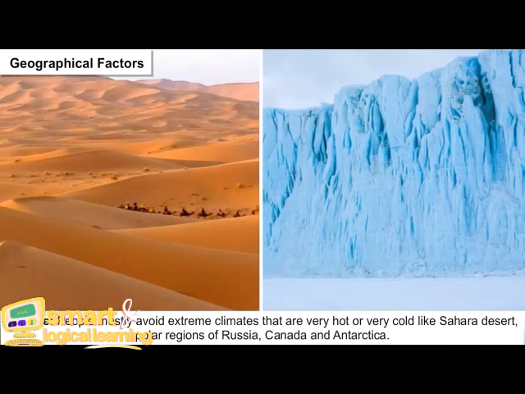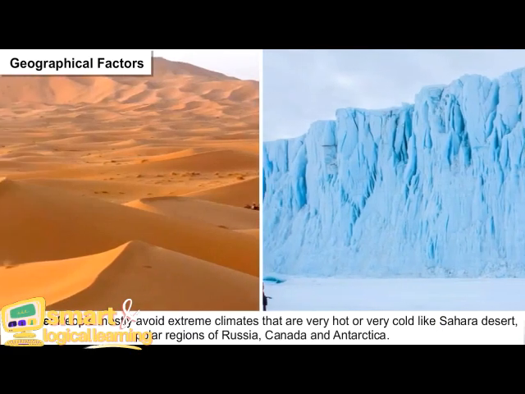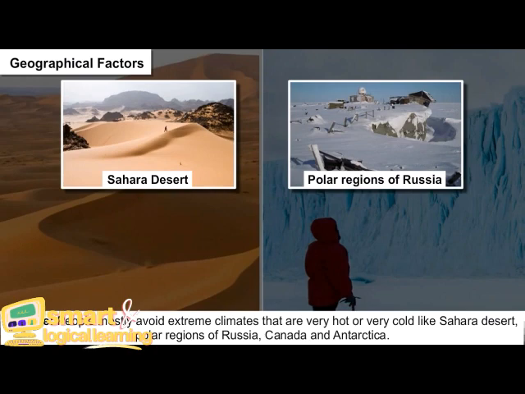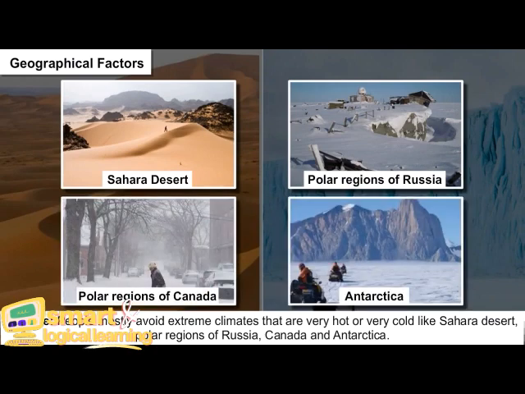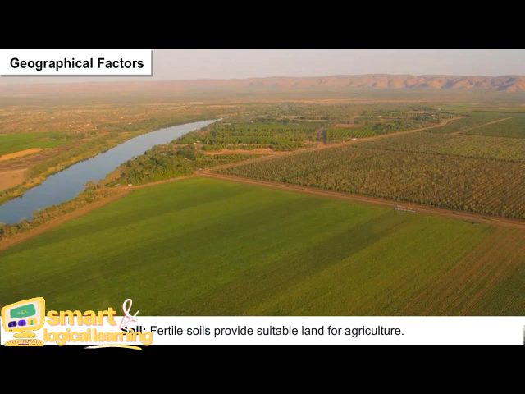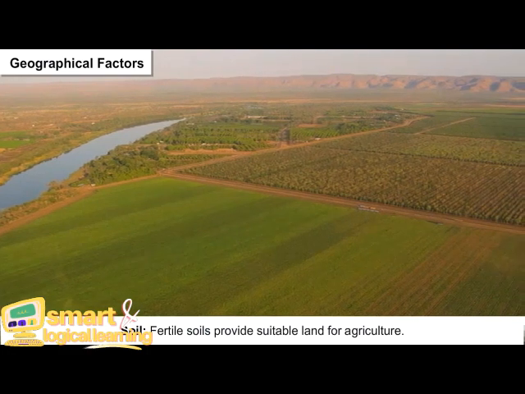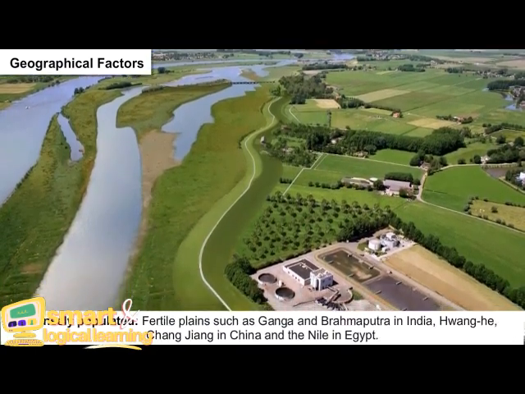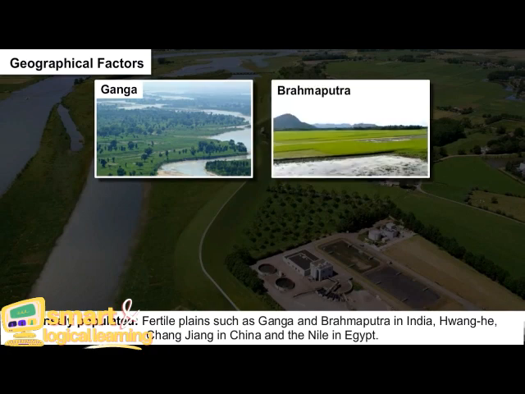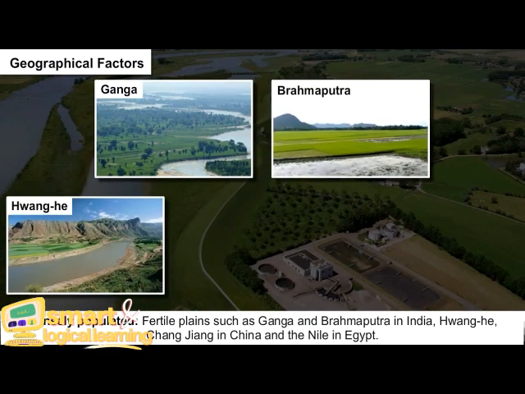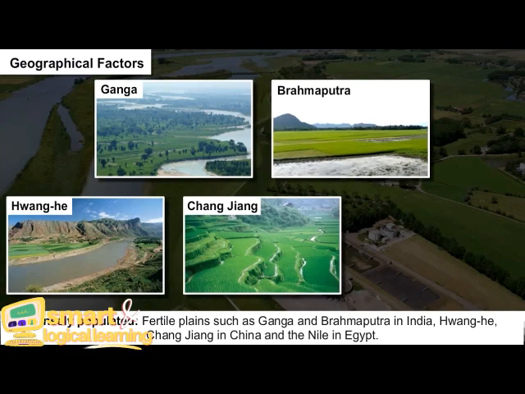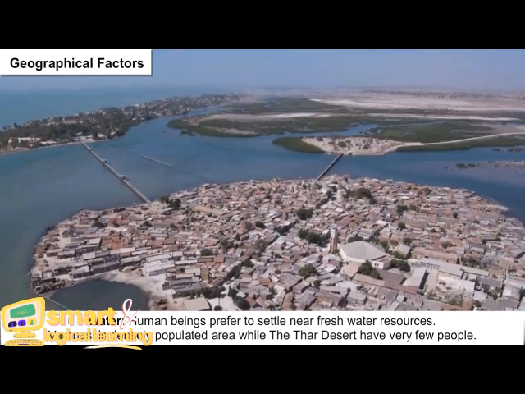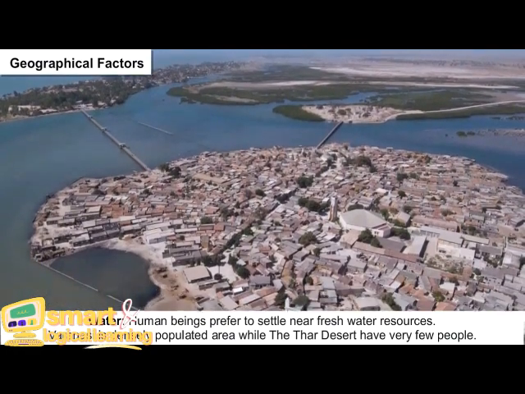Climate. People mostly avoid extreme climates that are very hot or very cold, like the Sahara Desert and the polar regions of Russia, Canada and Antarctica. Soil. Fertile soils provide suitable land for agriculture. For example, densely populated fertile plains such as the Ganga and Brahmaputra in India, Huanghe and Changjiang in China, and the Nile in Egypt.